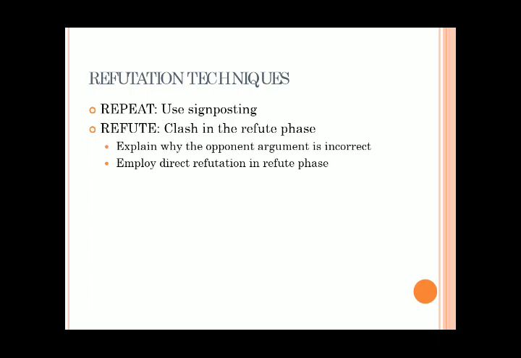So next, we go to the techniques of refutation. In the repeat step, you use signposting. Signposting is words like firstly, second, etc. This is to show the points of your opponents. You need to repeat the points of arguments or the evidence from your opponents by using signposting. And then the second, in the refute step, it's time for you to clash, by explaining why the opponent's argument is incorrect. Or you can employ direct refutation in the refute step here.